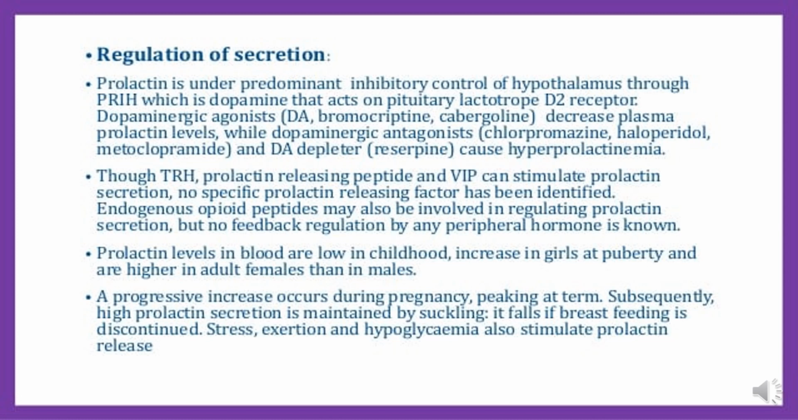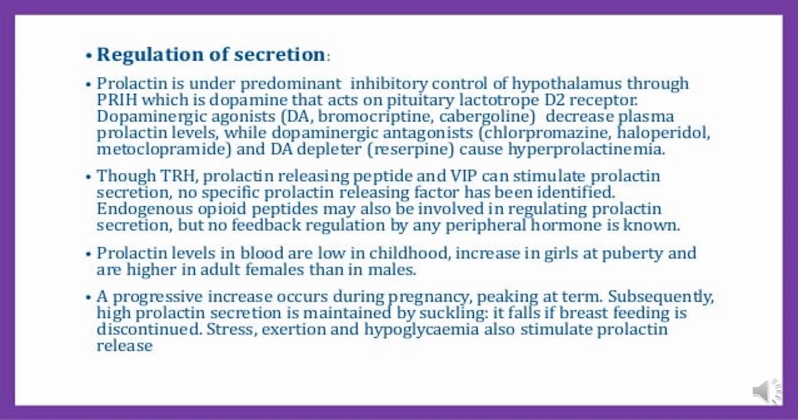Regulation of secretion. Prolactin is under predominant inhibitory control of the hypothalamus through PRIH, which is dopamine, acting on pituitary lactotrope D2 receptors. Dopaminergic agonists decrease the plasma prolactin levels, while dopaminergic antagonists and DA depleters cause hyperprolactinemia.